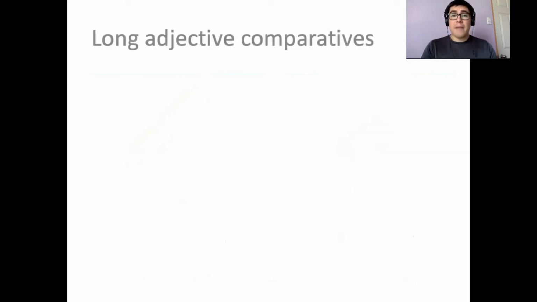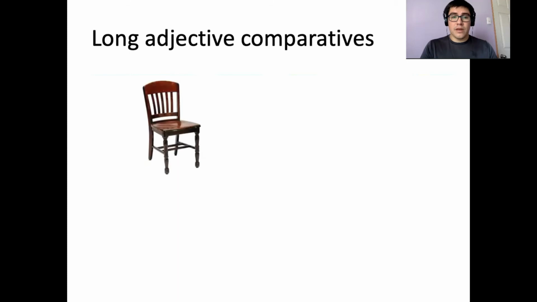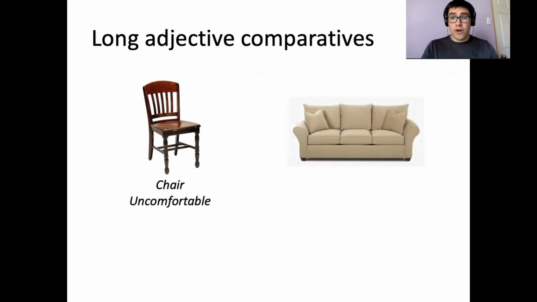Now, what happens if we have long adjectives? Let's see an example for a moment. Here we have a chair, and this chair is uncomfortable. Uncomfortable is a long adjective. It's a very long adjective. So the chair is uncomfortable. And here we've got a sofa. The sofa is comfortable, and comfortable is also a long adjective.